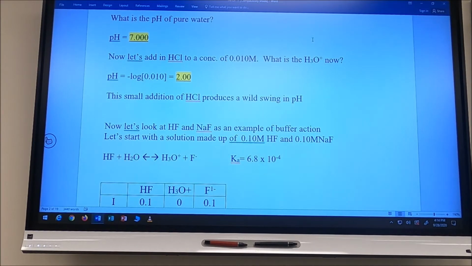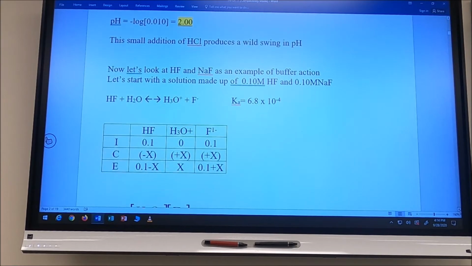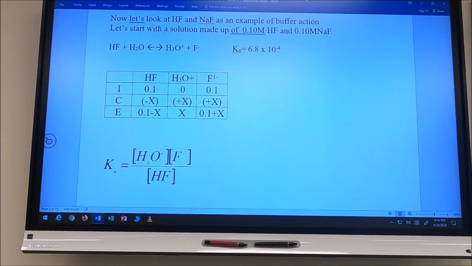Now let's think about having an HF sodium fluoride buffer. So let's start out with a 0.1 molar HF solution, 0.1 molar sodium fluoride solution. There's our reaction. Ka is 6.8 times 10 to the minus 4, my ICE chart. 0.1 for HF, 0 for hydronium ions, 0.1 for fluoride ions, so it's minus x, plus x, plus x. So 0.1 minus x, x, and 0.1 plus x. There's my Ka expression.